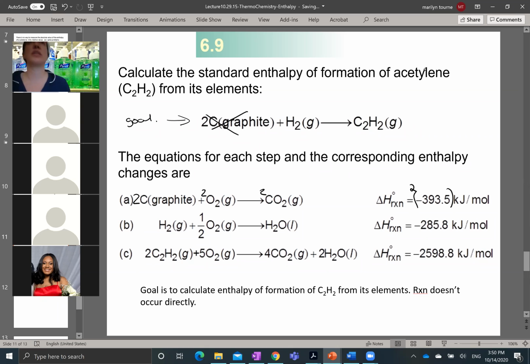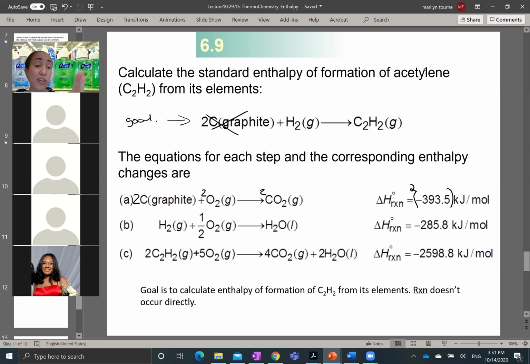Cool. Next thing, we go to the last one, C2H2. Where's C2H2 in the last example? What is wrong with C2H2? There's 2 moles of it. And that's one thing that's wrong. What's the other thing that's wrong? It's on the wrong side of the reaction.